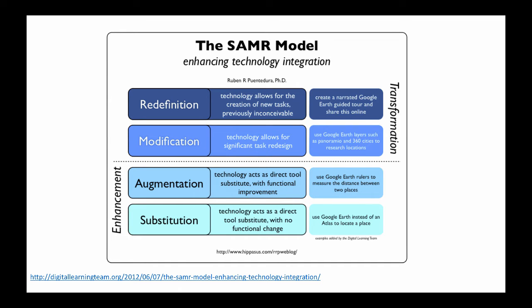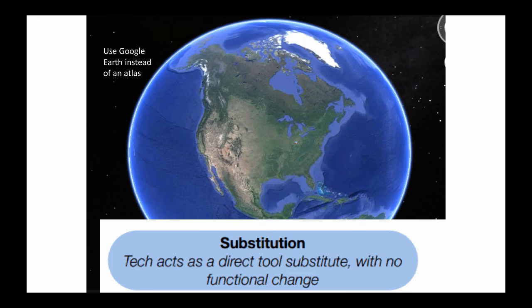This is the SAMR model that Ruben has created, and it has now been modified by the digital learning team to talk about how it applies to Google Earth. I thought instead of words, this is too wordy for me, I broke it down into more pictures. So at the substitution level, Google Earth, you all love Google Earth. You've all looked at your house. It's awesome. So we know what Google Earth, the piece of software, can do. But now let's run it through the SAMR model. If you use Google Earth instead of an atlas, that's really just substituting. You didn't really change what you were doing.